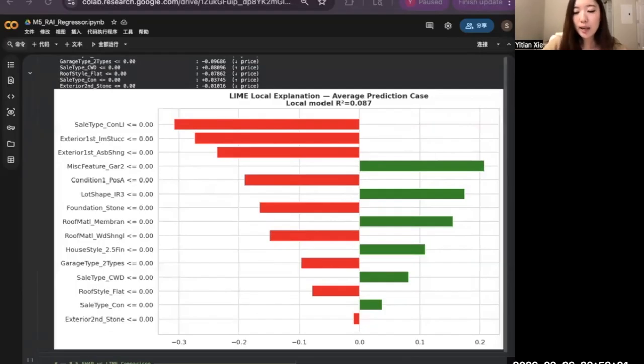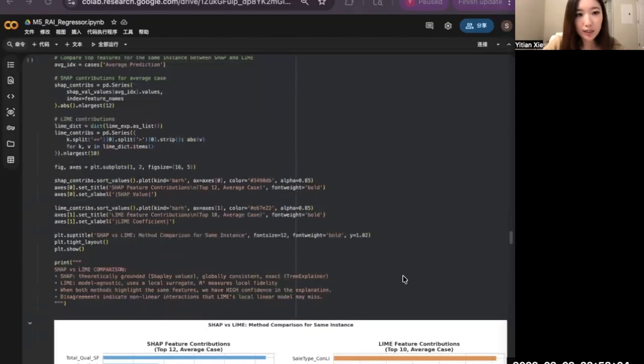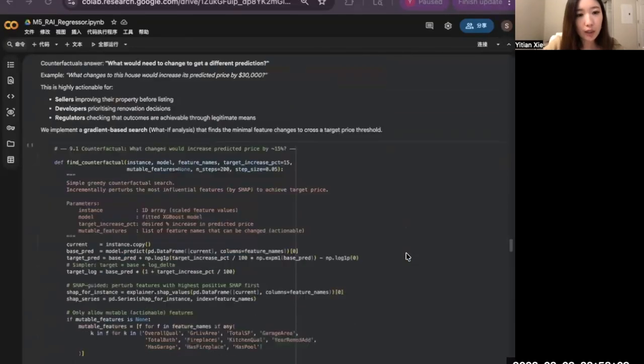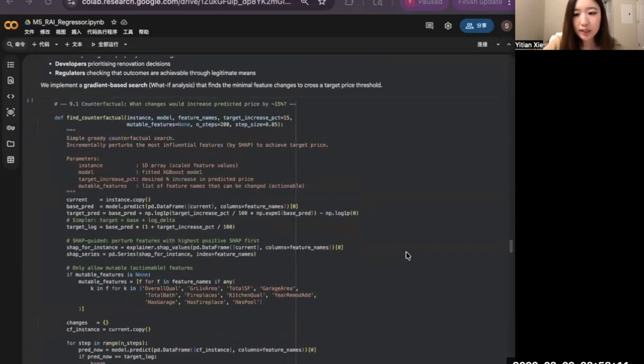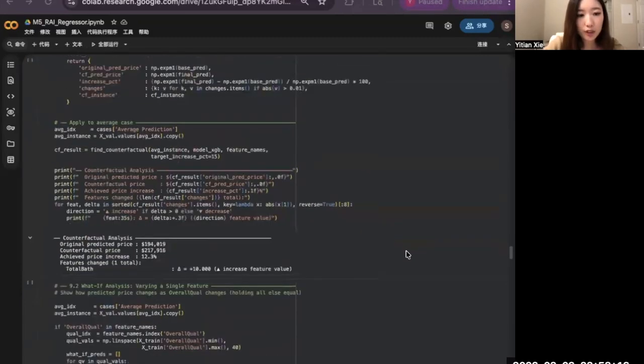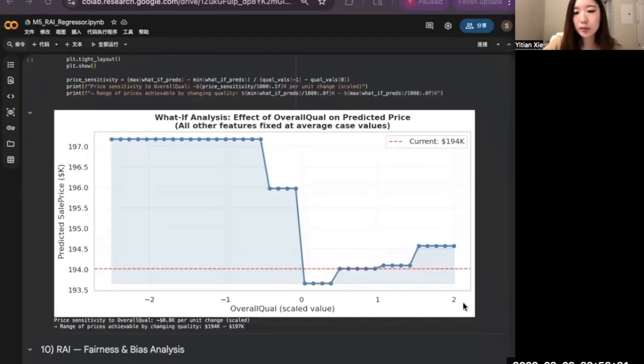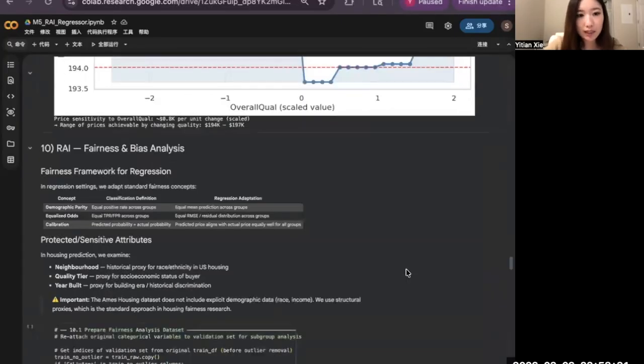And I also performed what-if analysis to simulate the prediction change when features are modified. In this example, I vary the OverallQual while keeping the other features constant. The resulting plot shows how the predicted house price responds to the quality changes, allowing the user to understand the model's decision logic.